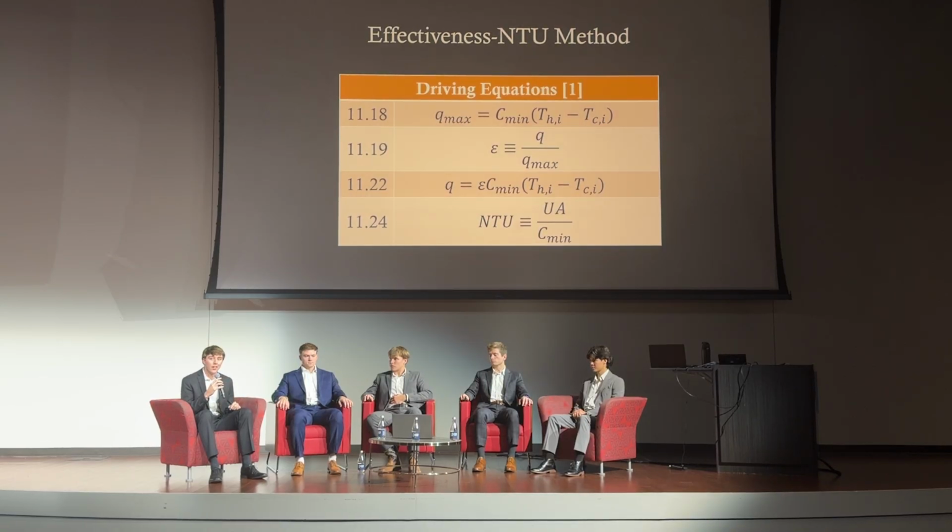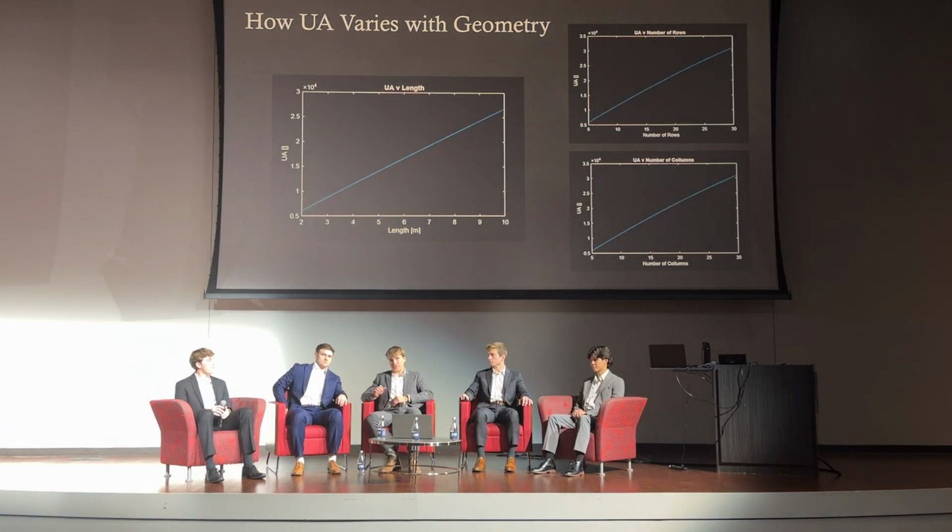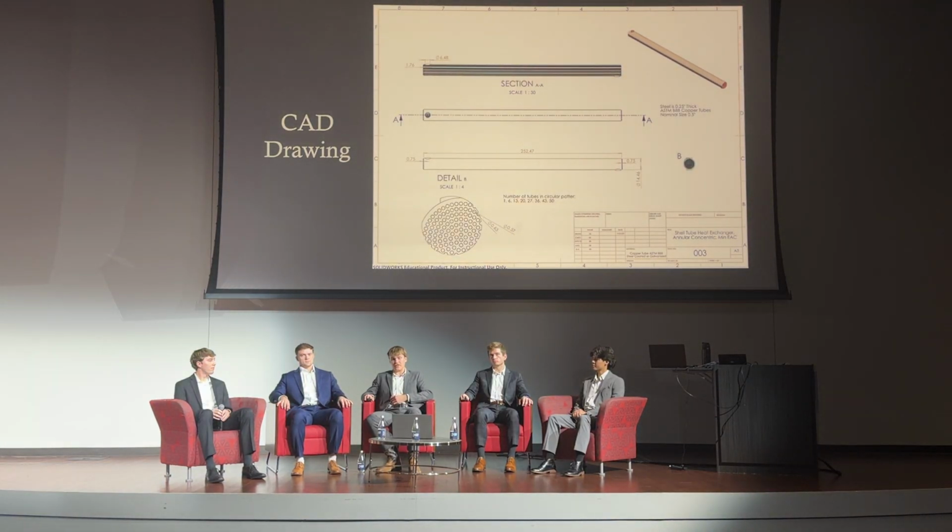Talking a little bit more about these calculations now is going to be Zach Carpel. Awesome, thanks Luke. So first up we have some graphs here, just some results from MATLAB. You can see how UA increases with all three of these geometric parameters. Of course, if you increase any of them, the area will increase, and so UA will increase as well. Here's just a PDF CAD drawing of the heat exchanger of our final design. You can see we have 196 tubes there arranged concentrically inside of that shell.